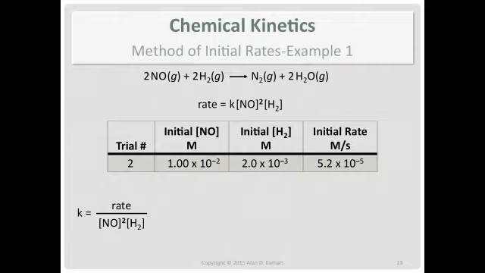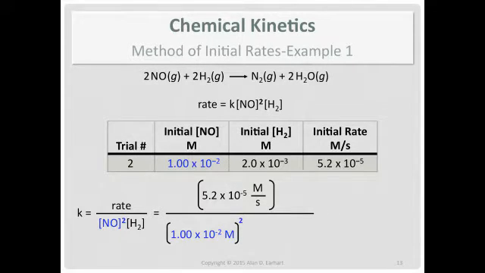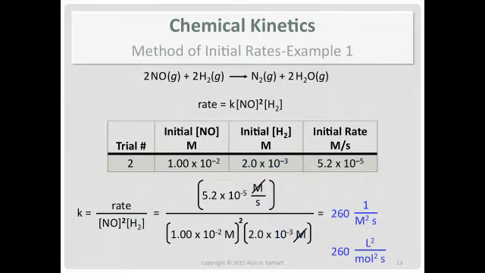Well, let's calculate the rate constant using trial 2 data and see what happens. Take the rate, put the units in, concentration of nitrogen monoxide, concentration of H2, and then, just like last time, we get 260.